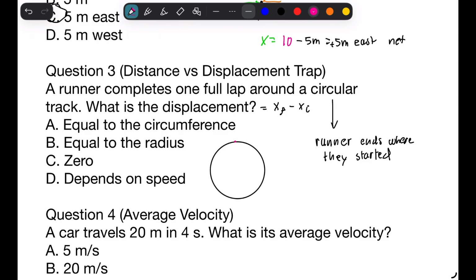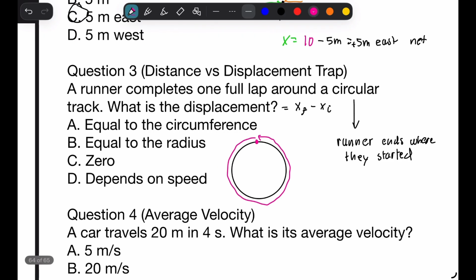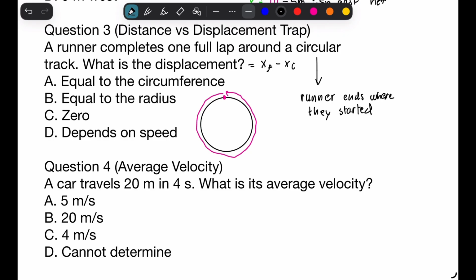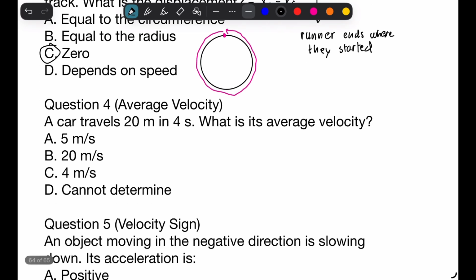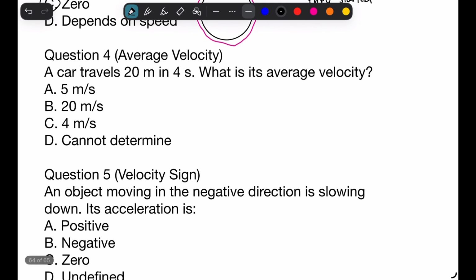So as you run here, where this is your beginning point, you go around and then you end here. But we're measuring displacement from this point that we're at. Displacement is moving away from the place that you started from. But if you come back to the exact place that you started from, your displacement is going to be 0. So a car travels 20 meters in 4 seconds. What is the average velocity of the car?